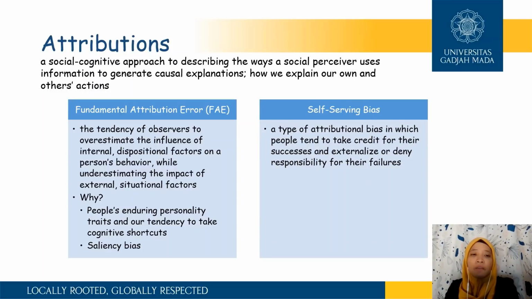Another bias of attribution that we tend to fall into is the self-serving bias. This is a type of attributional bias in which people tend to take credit for their successes and externalize or deny responsibility for their failures. Basically, whenever we achieve something, we will say that, oh, it's because of me, because I put lots of effort in it, or because I'm smart, I'm a genius.